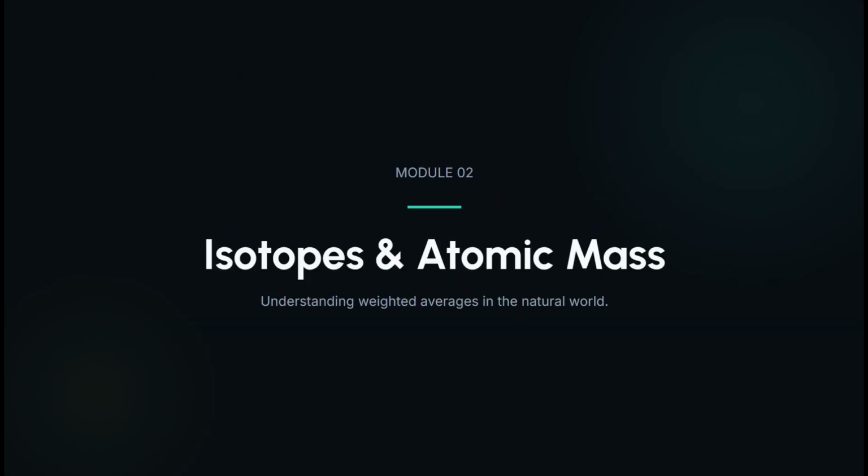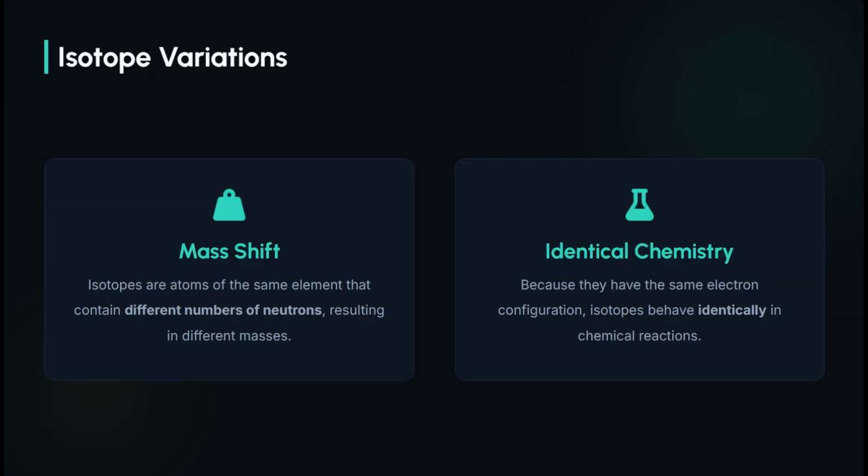Isotopes and atomic mass. Isotope variations. Isotopes are atoms of the same element that contain different numbers of neutrons, resulting in different masses. Identical chemistry, because they have the same electron contribution. Isotopes behave identically in chemical reactions.